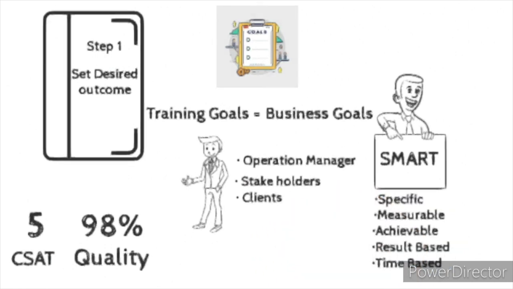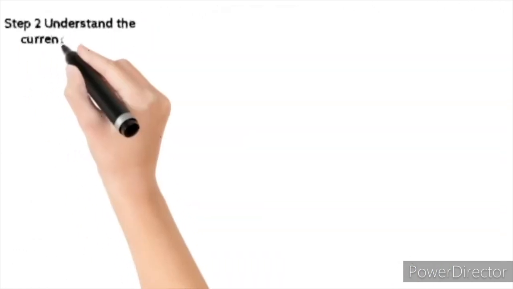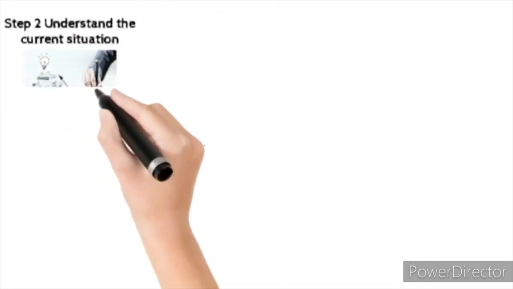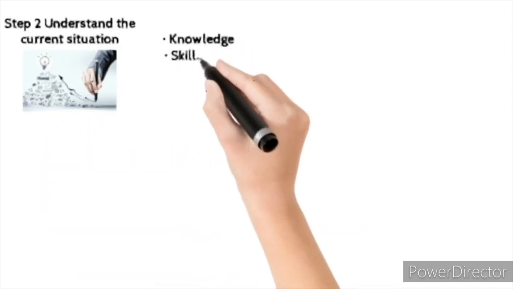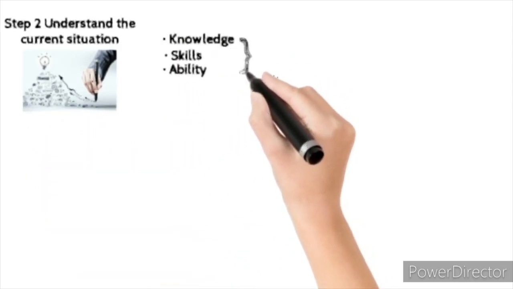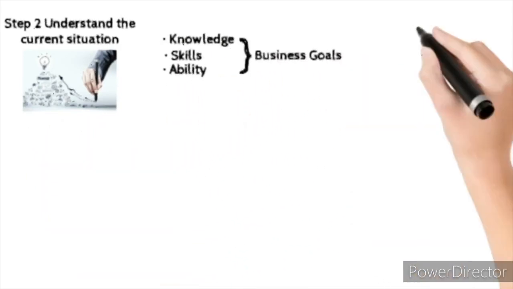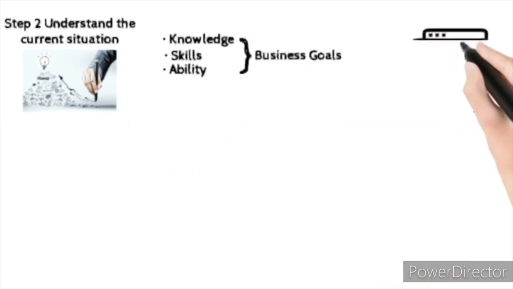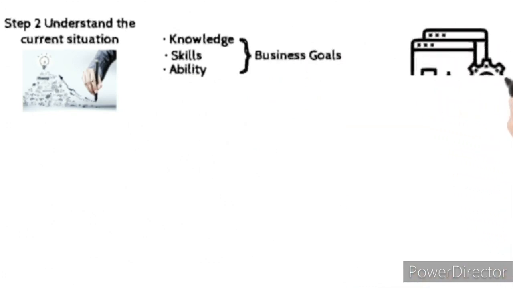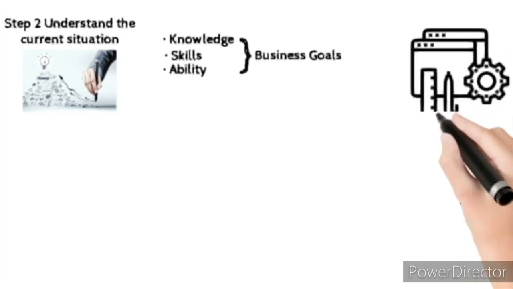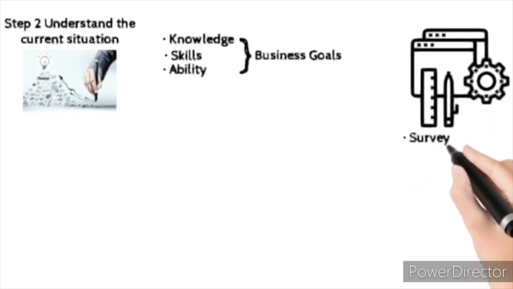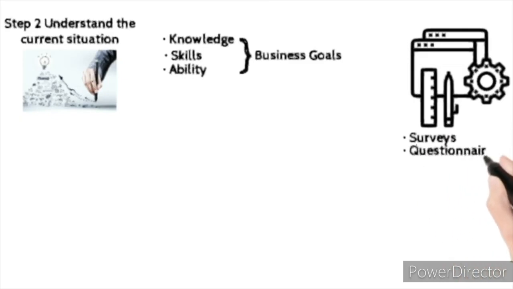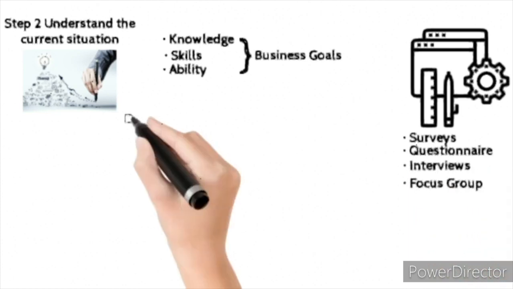Let's look at step 2. Understand the current situation. In this step, you need to identify the desired competencies, the knowledge, skills, and abilities of your employees linked to the desired business outcome. This is a vital step as it helps to understand the areas of opportunities that one should focus on. You can do it by collecting data through surveys, questionnaires, interviews, focus groups, and other methods.